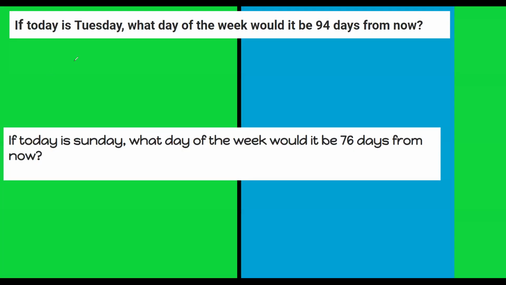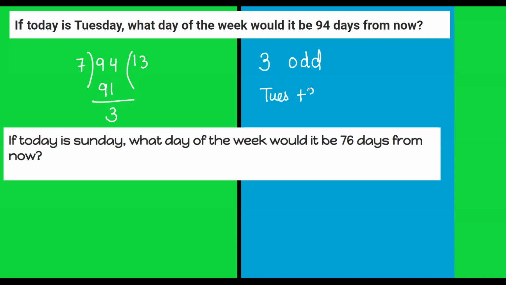Now see this question. If today is Tuesday, what day of the week would it be 94 days from now? Just divide. 13 sevens are 91. So 3 is the odd number of days. So Tuesday plus 3: Tuesday, then Wednesday, Thursday, Friday, right?